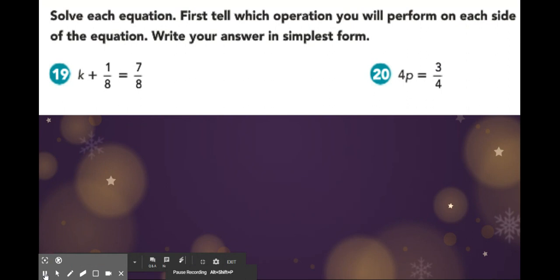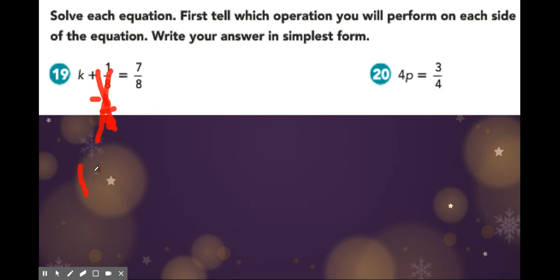Go ahead and complete number 19 and 20. When you are done, go ahead and check your answers. So for 19, we have K plus 1/8 equals 7/8. In order to get rid of this 1/8 so that K can be all by itself, I'm going to have to subtract 1/8. That's now gone. I have K all by itself.